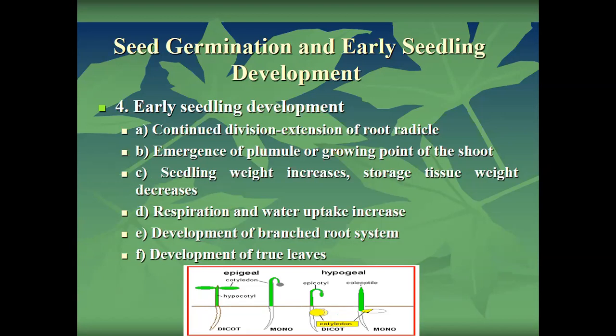Cell division continues, and you have the root radicle forming, and the emergence of the plumule, the growing point of the shoot. Then seedling weight increases, the whole shoot continues to grow, respiration and water uptake increase, branch root systems develop, and the true leaves develop. This is the true leaf for the epicotyl, for example.